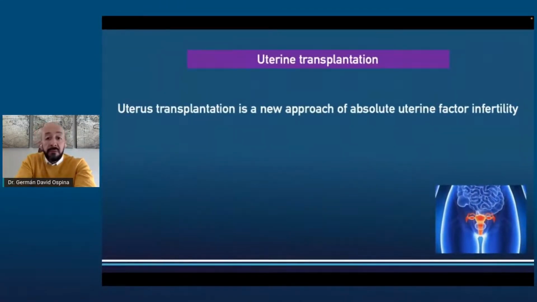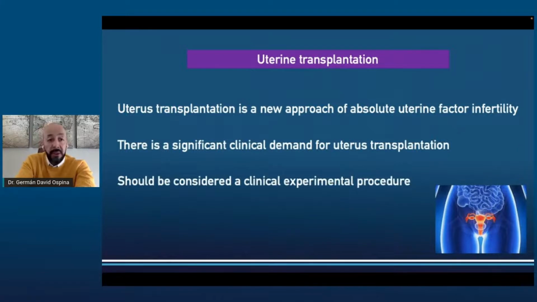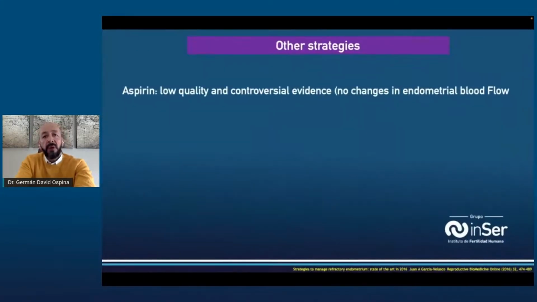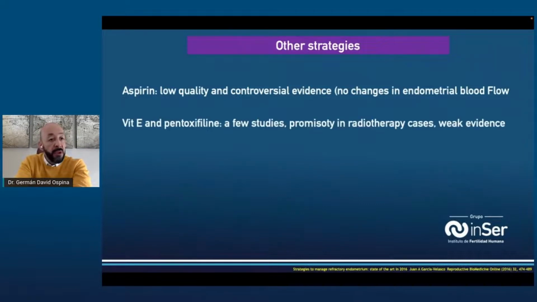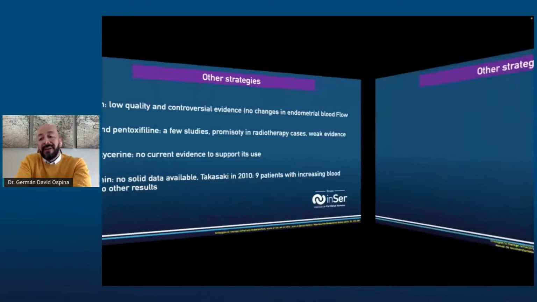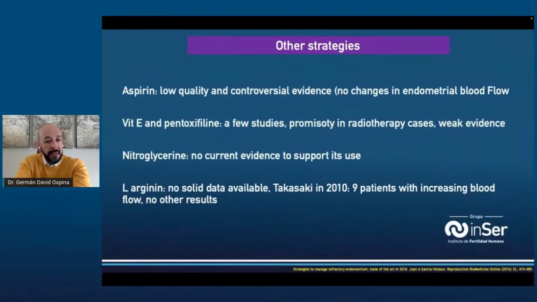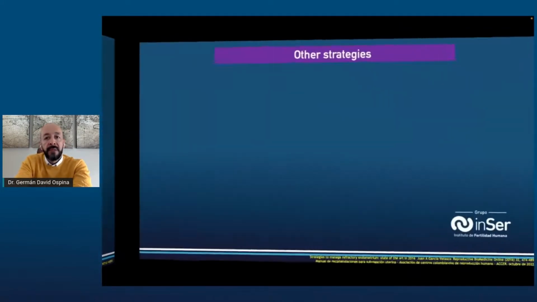Okay, it's a new approach for absolute uterine factor infertility. There is a significant clinical demand for uterus transplantation around the world. It should be considered a clinical experimental procedure. Okay, there are other strategies with a low quality of evidence. For example, aspirin use, vitamin E and pentoxifylline, nitroglycerin, L-arginine, but unfortunately, none of these interventions has good evidence quality.